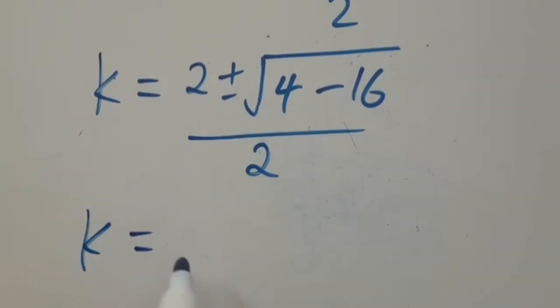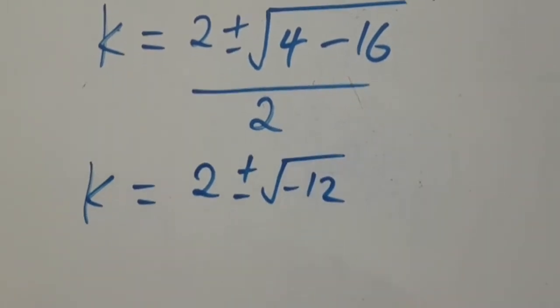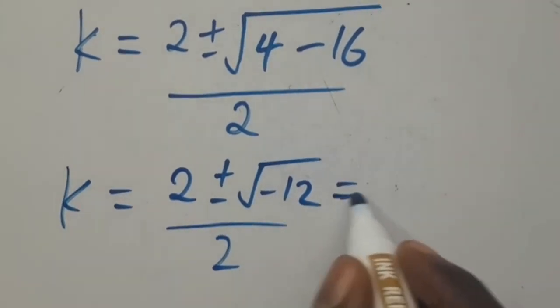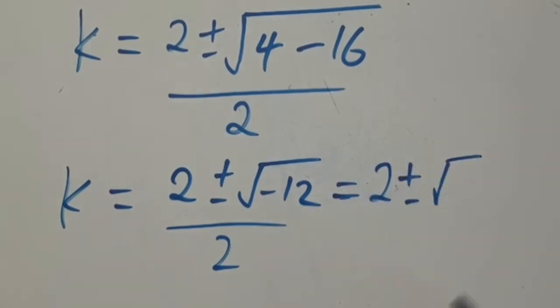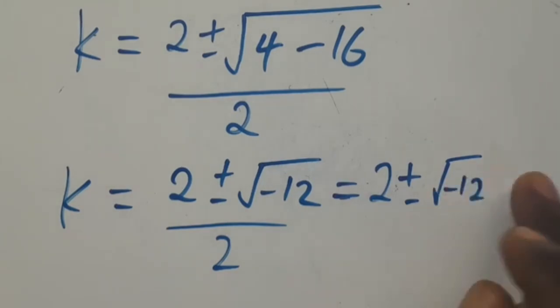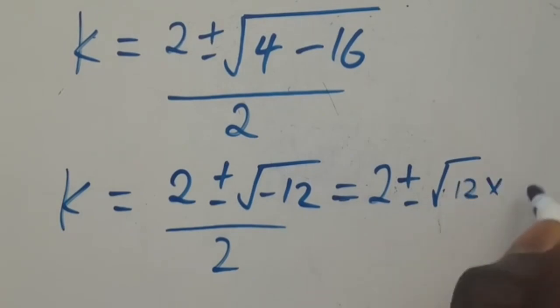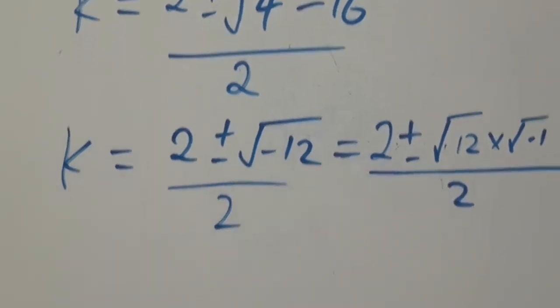So from here we have our k to be equals positive or negative root of 4 minus 16 will be minus 12, then divided by 2. This can be simplified as 2 positive or negative root of minus 12 multiplied by root of minus 1, all divided by 2.